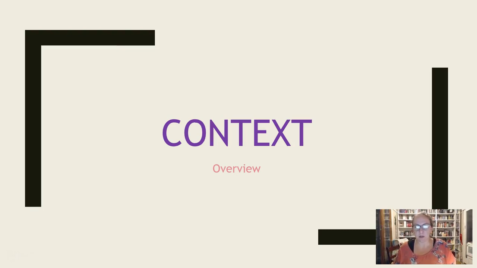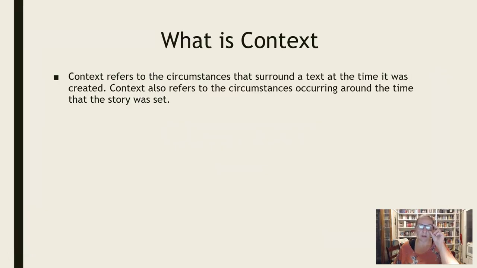Now we did this last year, so hopefully we can just do a quick overview and then move on and do some work. So what is context? Context refers to the circumstances that surround a text at the time it was created, and it also refers to the circumstances occurring around the time a story was set. Now it's really important to note the difference.